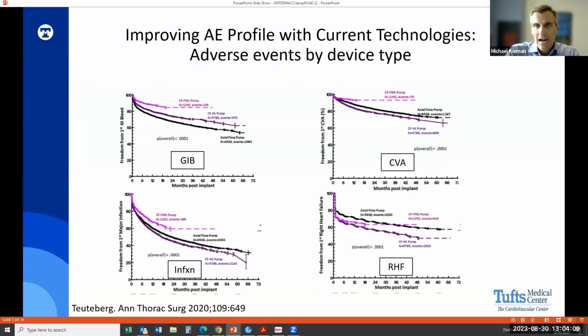In the way of some background, so we know that overall, the main Achilles heel of expanding durable LVAD use to a broader patient population has always been the risk profile of serious complications or adverse events. So historically, we know that approximately 70% of patients have a serious adverse event or major adverse event within 12 months of support. That means a minority, only 30% of patients are free of adverse events.